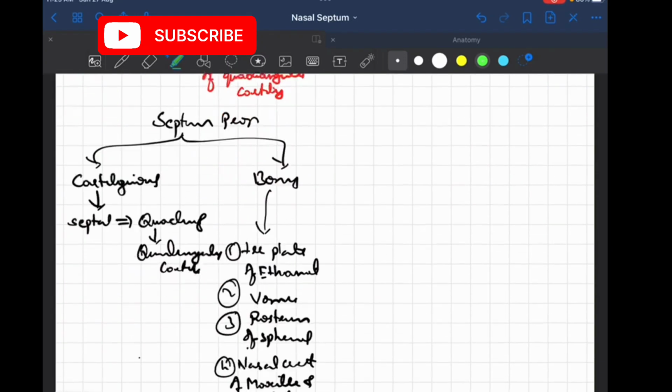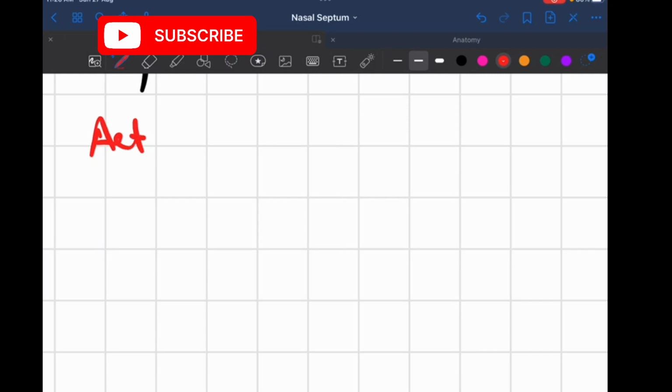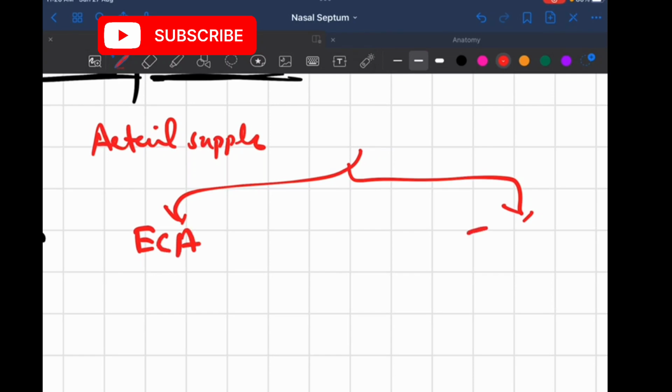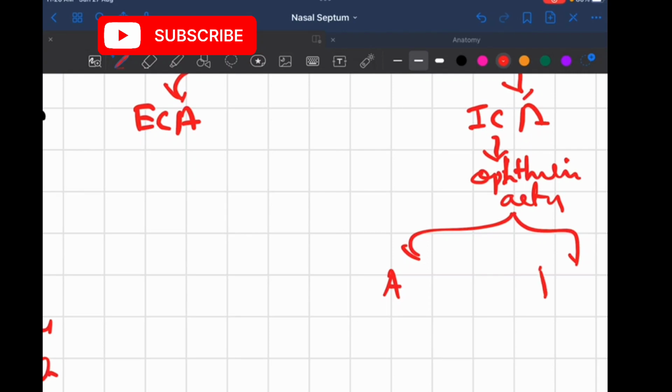Now we shall proceed to the arterial supply. The arterial supply is mainly by two arteries, external carotid and internal carotid. From the internal carotid we will discuss first. From the internal carotid, through the ophthalmic artery, we have two branches, anterior ethmoidal artery and posterior ethmoidal artery.